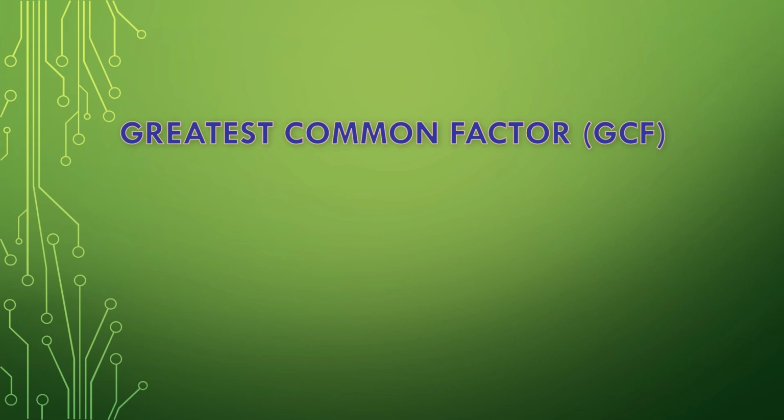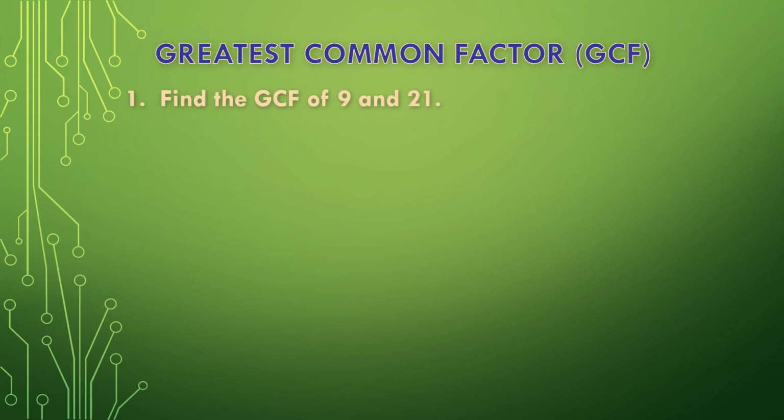Now, I will illustrate how to find the GCF using the prime factorization method. Number 1, find the GCF of 9 and 21, using the prime factorization method. Let's write 9 and 21. Let's build a factor tree for each number, and let's break down these numbers into their prime factors. Then, let's express 9 and 21 as products of their prime factors.